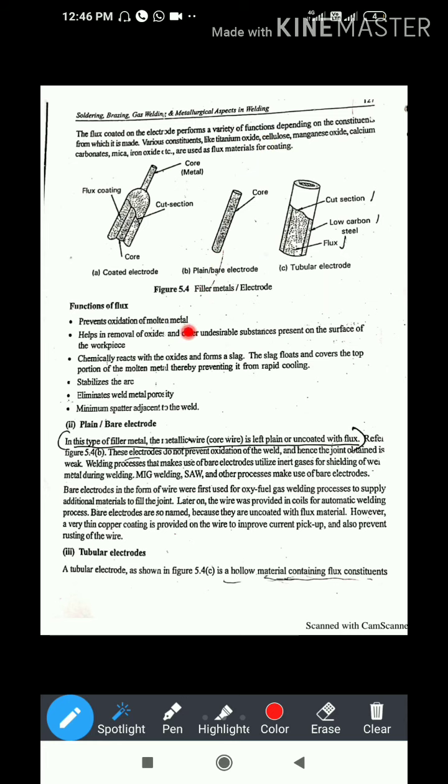These types of filler metals are used for introducing the arc. Once the arc is introduced, with the help of an external source, the gases are supplied. You have seen in TIG, there is a non-consumable electrode used. In MIG, sorry, you have seen plain-type consumable electrodes. So these are the consumable ones.